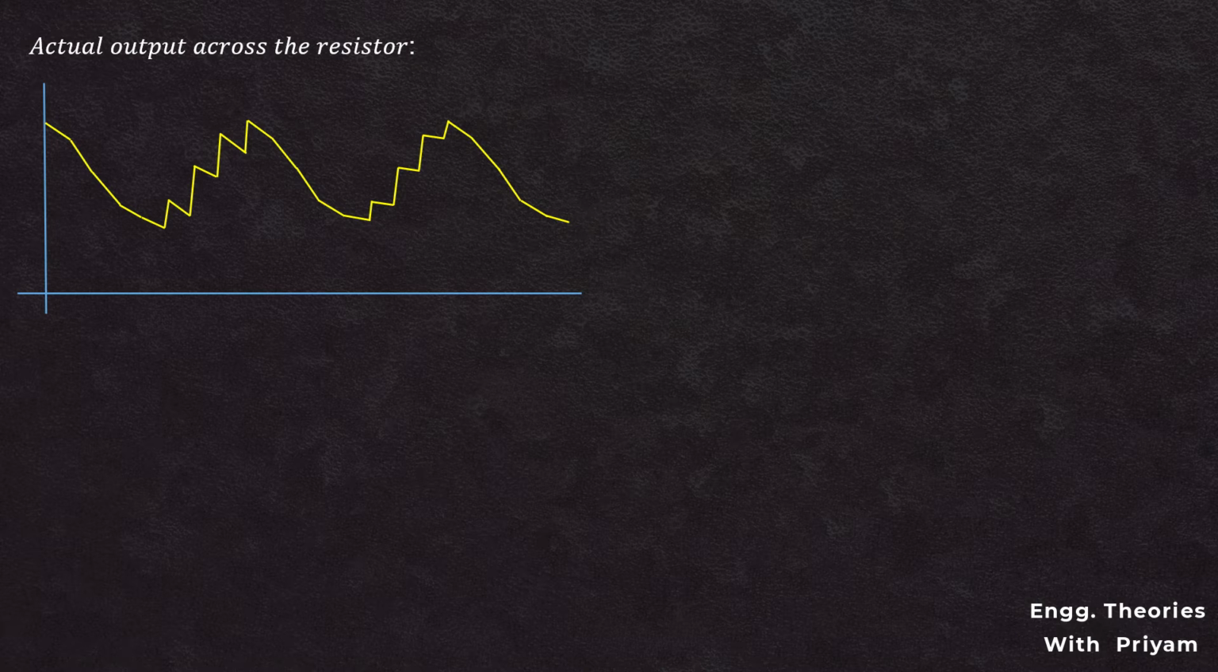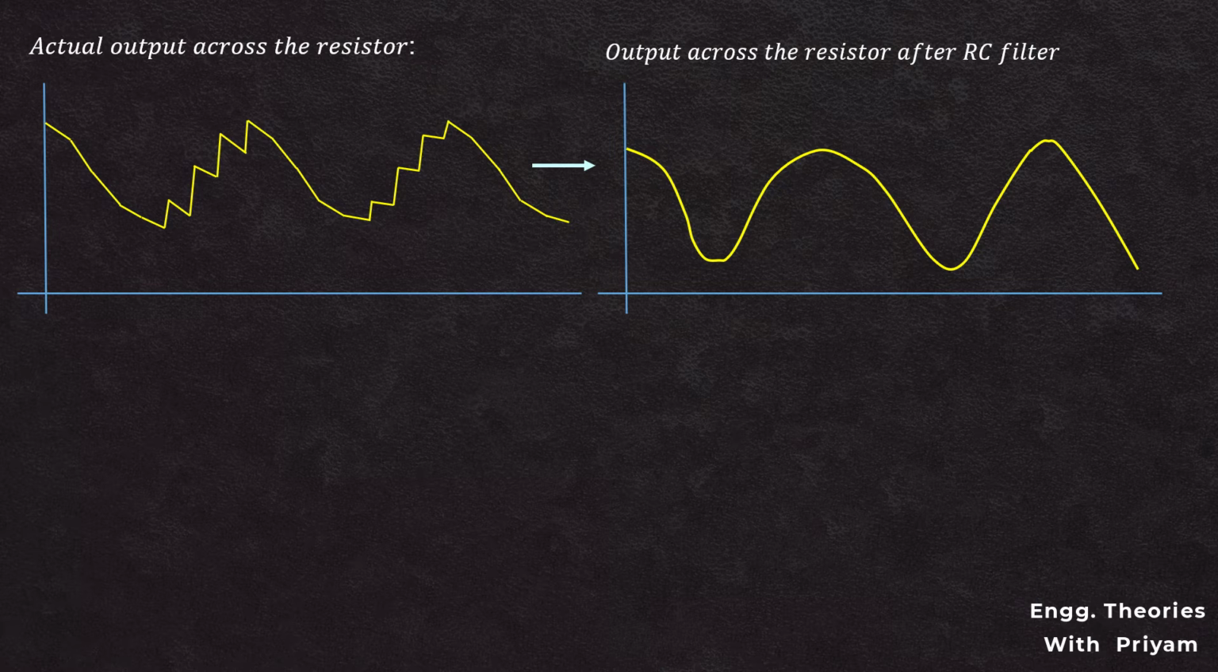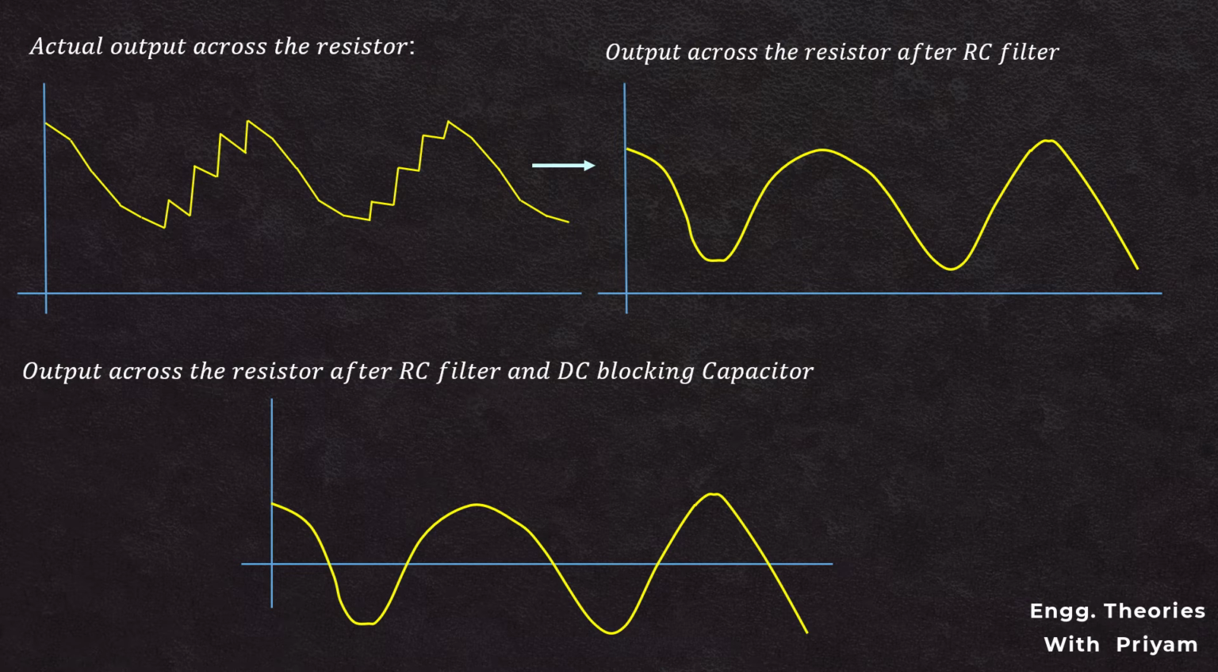By using an RC filter, the ripple in the output across the resistor can be removed and the waveform will look like this. To remove the DC component in the output, a DC blocking capacitor can be used. It can be observed from these waveforms that the envelope of the amplitude modulated signal is being obtained successfully, which resembles the modulating signal or the message signal.